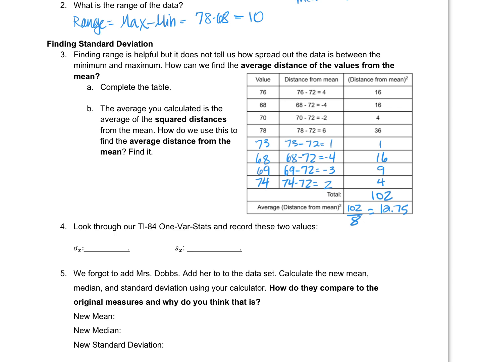We're talking about distance from the mean. Can distance be negative? Negative distance is the other way. Distance can't be negative, so we have to square it, and then we undo the square at the end. So when we square root 12.75, I get 3.